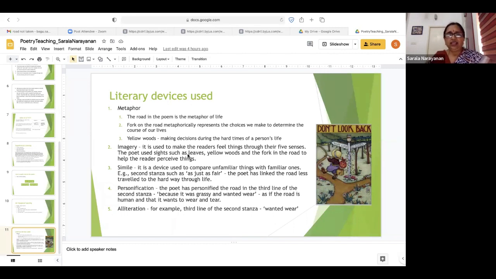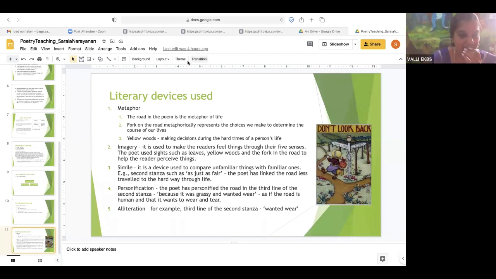Or anybody else can be, since I know a few names, I'm just calling like that. So Valli ma'am or Subhashini ma'am, anybody can just volunteer to tell me how to identify a metaphor, either in a poetry or in a prose.